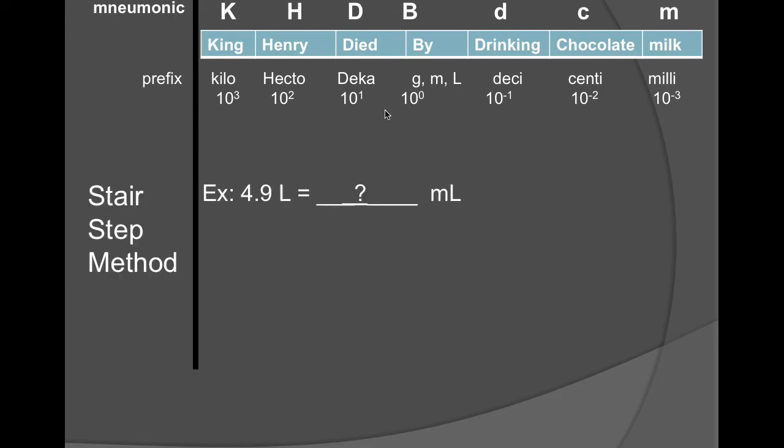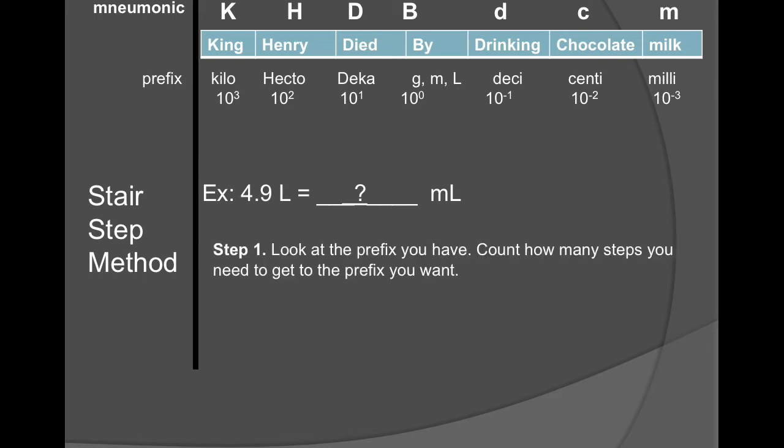Now, we call this the stair-step method. If you needed to figure out how many milliliters are in 4.9 liters, the first step is to look at the prefix that you have. We just have liters. There is no prefix. So we know that that is basic. That's in the center. It's 10 to the 0. Now you want to count how many steps you need to get to the prefix that you want. So you are wanting to go to the milli over here. So how many steps? 1, 2, and 3.